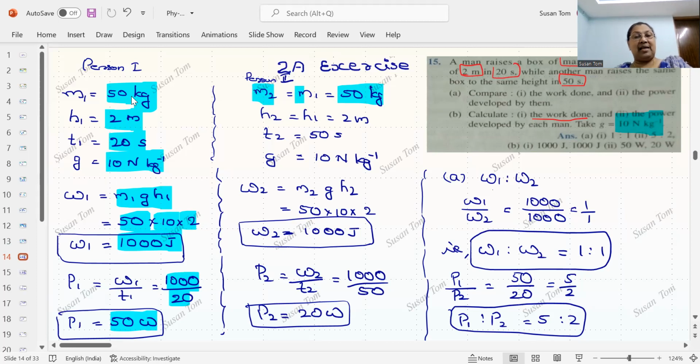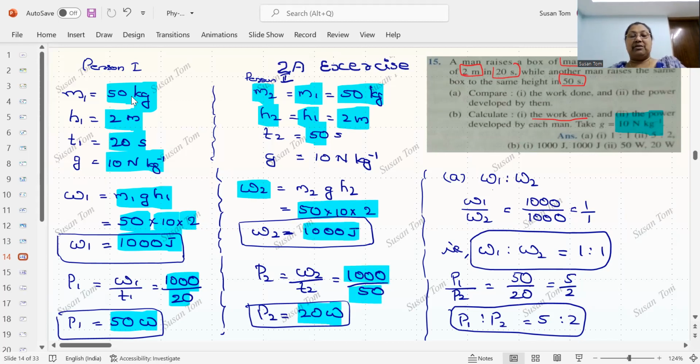In this case, the same box as that of the first case, so it's 50. Same way, height to lift is the same as that of the first case, which is 2. Time is 50 seconds. So on calculating work done, 50 into 10 into 2, it's coming to be 1000 joules only. Power, 1000 by 50, it is 20 watt.